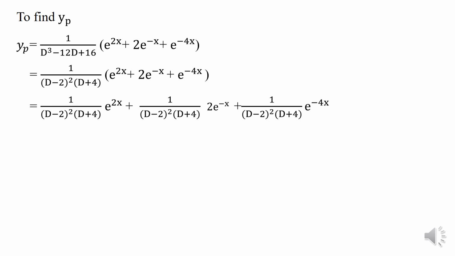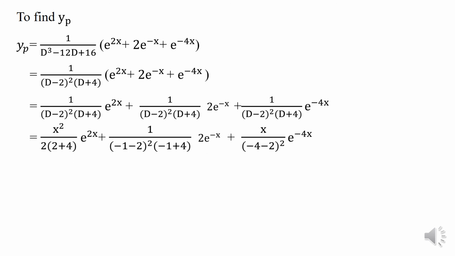So the particular integral is like this: x square e power 2x by 2 into 2 plus 4, that is the first term. Second term 1 by minus 1 minus 2 whole square into minus 1 plus 4 2 e power minus x, plus third term is x e power minus 4x by minus 4 minus 2 whole square. So after simplifying we get x square e power 2x by 12 plus 2 e power minus x by 27 plus x e power minus 4x by 36.